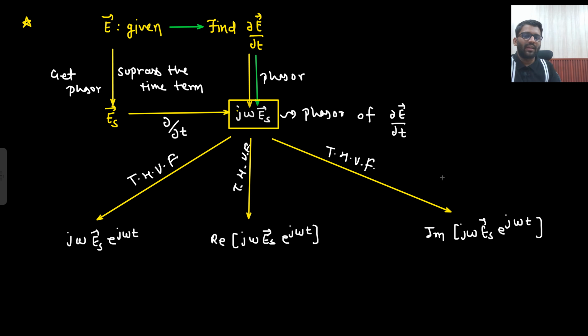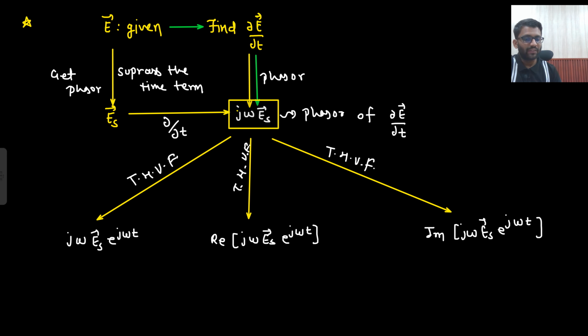So what is the bottom line? This is the bottom line, that if E is given, you need to find ∂E/∂t. Then how will you find? First you get the phasor, then do the differentiation ∂/∂t. What you will get? jωE_s. From there you have got the phasor of ∂E/∂t. Now if you need the time domain function, then you have three opportunities: e^{jωt}, take the real part or imaginary part. From three opportunities, whatever you require, you can pick. That's it. Is that clear?